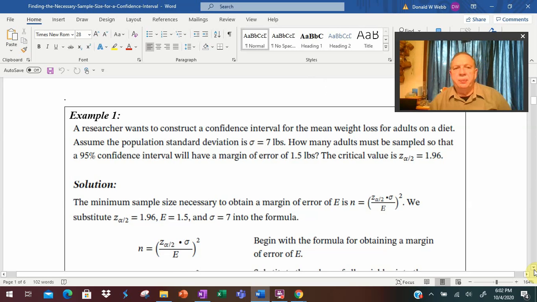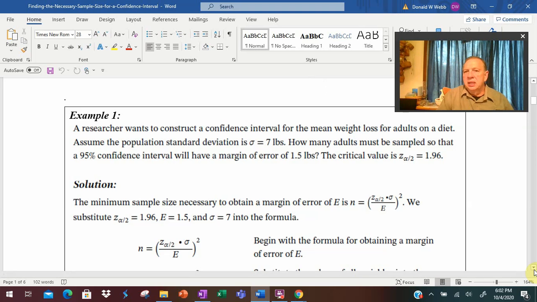So here's the example. A researcher wants to construct a confidence interval for the mean weight loss for adults on a diet. Assume the population standard deviation is 7 pounds. So this is, no matter what you see, whatever they weigh, going to be 7 pounds for the population standard deviation. How many adults must be sampled?